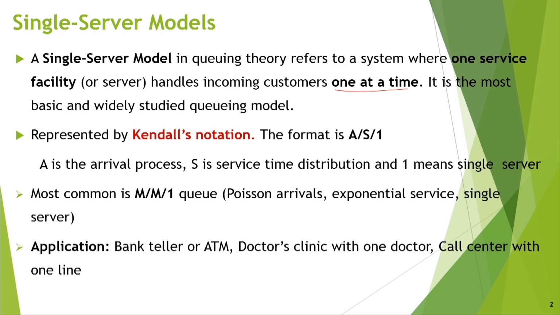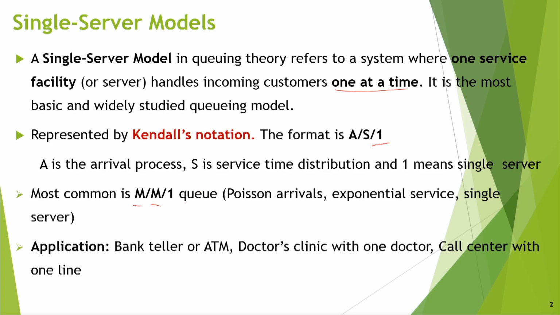In Kendall's notation, the format is A/S/1. So, we say A is the arrival process, S is the service time distribution, and 1 means single server. So, we simply say 1 here, the server is only 1. So, the most common among them is M/M/1, that means totally random arrival, totally random service.